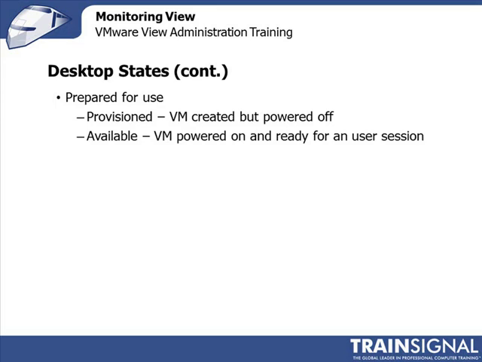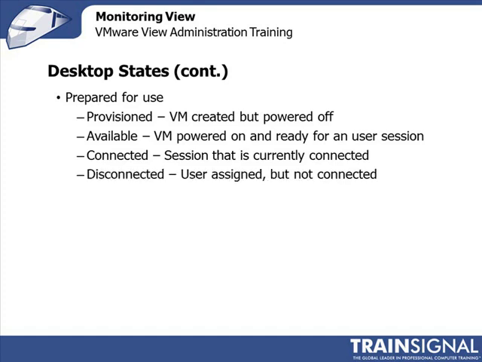The number of desktops in this state within a particular pool is ruled by the number of available desktops that we configured for that pool. Any desktop that currently has a user connected to it with a remote session will show up as connected. And if a user disconnects from their session without logging off, it'll show up as disconnected. And if a user has a desktop checked out for local mode, it'll show up as a checked out desktop.